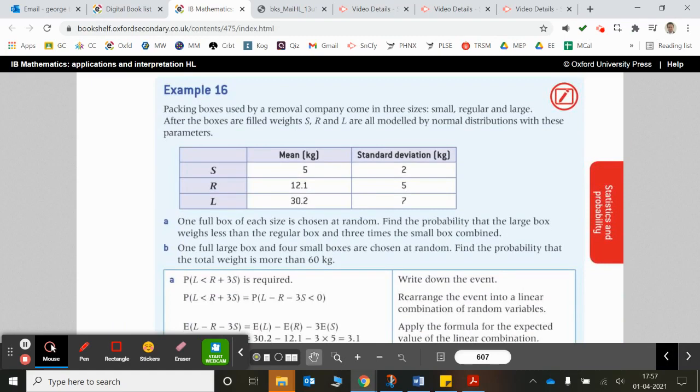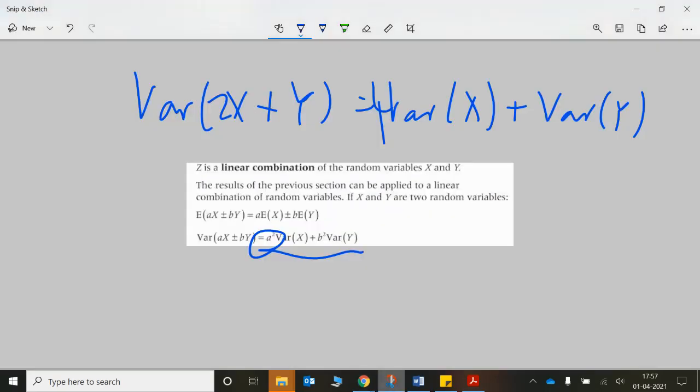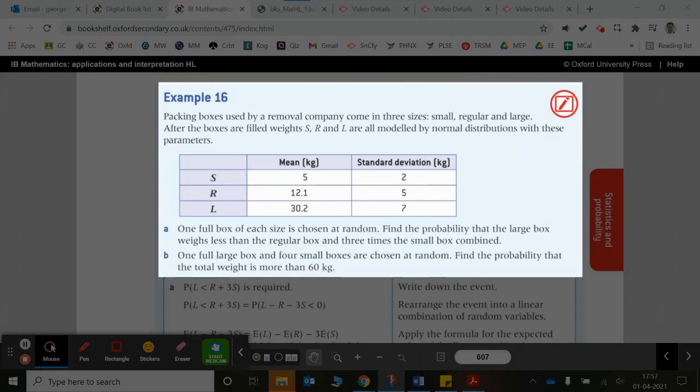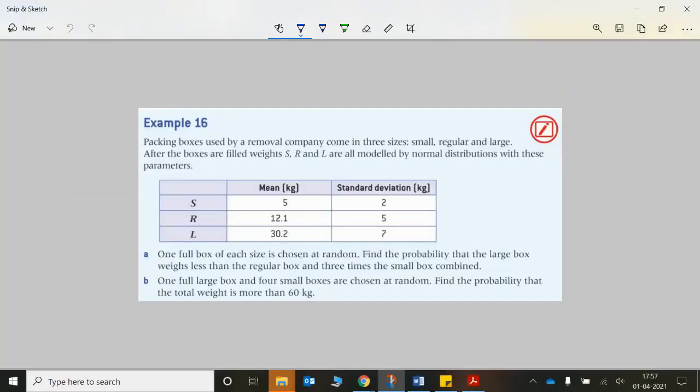So here we go, here's a nice one. This uses a lot of these ideas. So example 16, let's pick this out. This is a nice example in context. It's talking about packing boxes used by a removal company that come in 3 sizes. We've got small, regular, and large. So we've got 3 variables in this case.